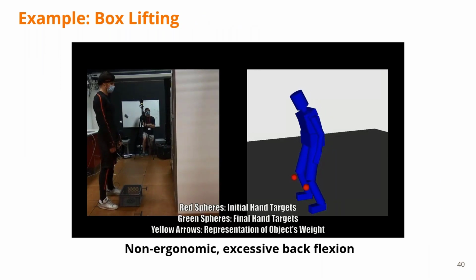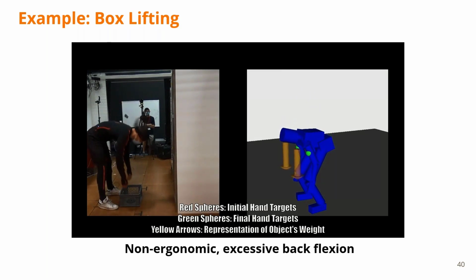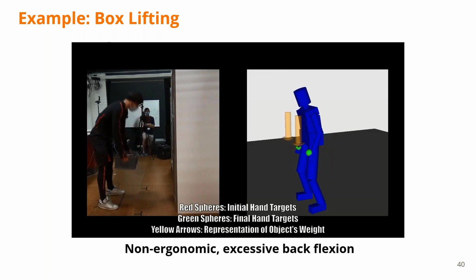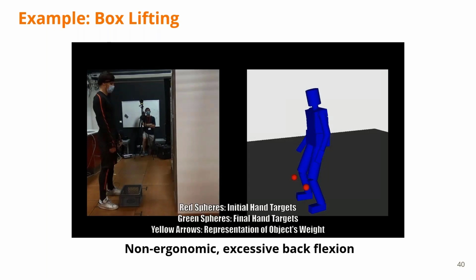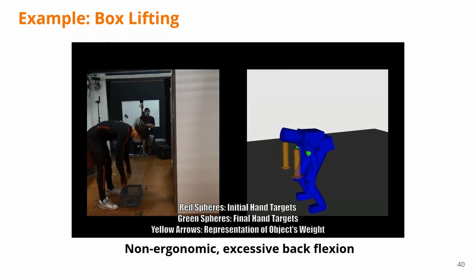In this example, we see a work activity where a human subject lifts a box from the ground. On the right, the DHM is replaying the lifting movement from the left. Note that the original movement was intentionally a non-ergonomic movement, so that there would be a visible room for improvement using our optimization methods.